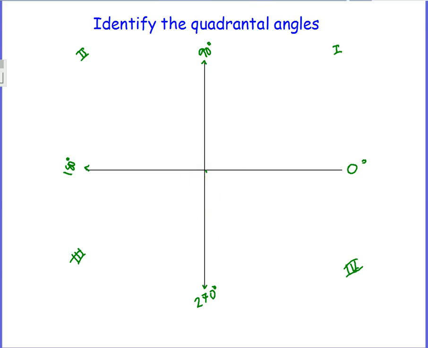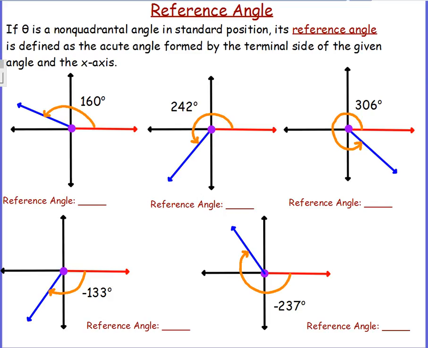All right. So a reference angle, it says if theta is a non-quadrantal angle. So we just talked about the quadrantal angles. So if it's an angle that's not on one of the axes, in standard position, its reference angle is defined as the acute angle formed by the terminal side of the given angle and the x-axis.